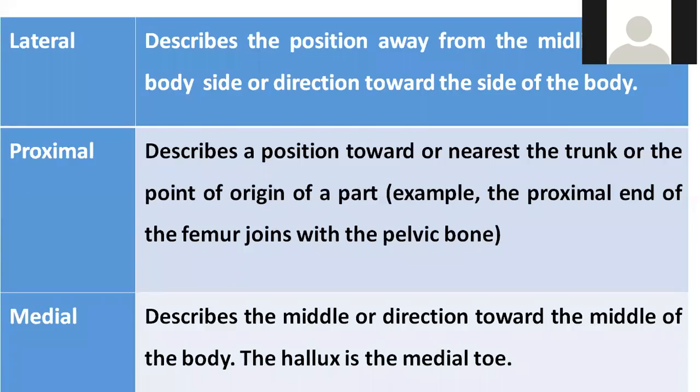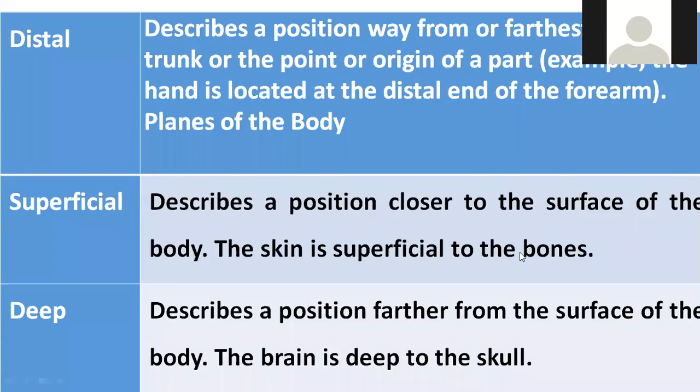Then I think I've dwelled on the superficial and the deep. Superficial means something at the periphery. It is very close to the surface of the body. That is the superficial position. The example displayed on your screen is that the skin is superficial to the bone.